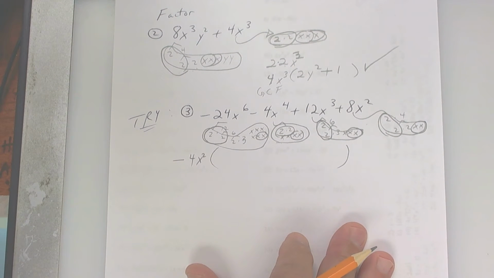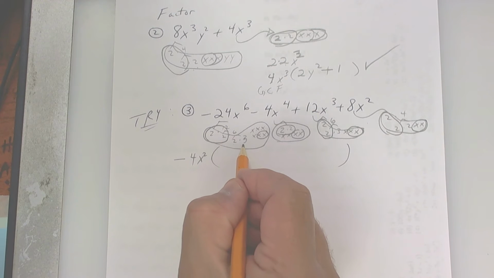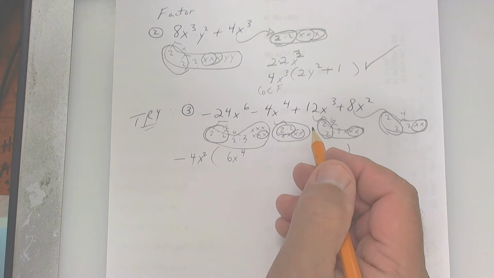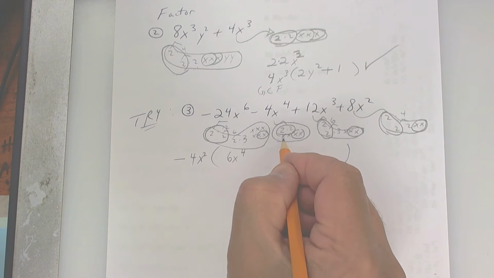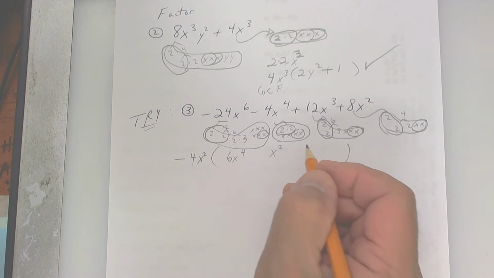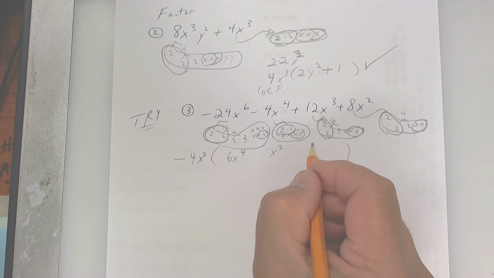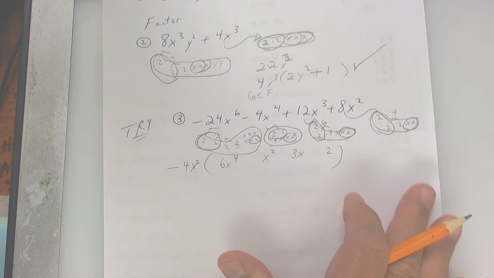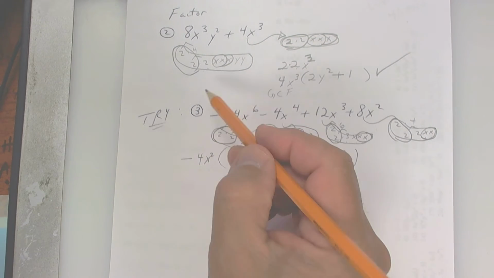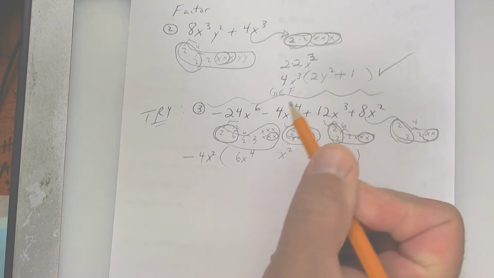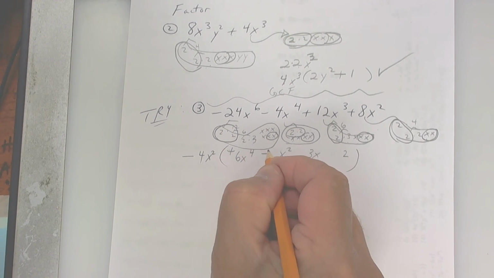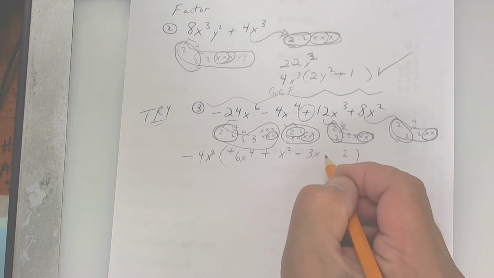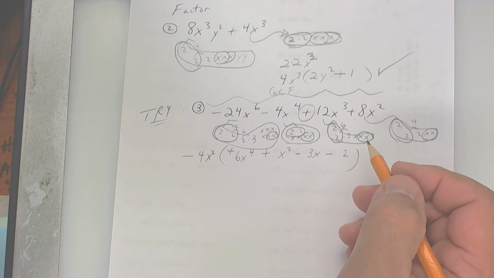So let's see what's left. On this one, it's going to be 6x to the fourth. Okay. This one right here is going to be x squared. This one right here is going to be 3x. And then the last one is going to be 2. Now, we took out a negative, so all of these signs change. This becomes a positive. This becomes a positive. This becomes a negative, and this becomes a negative. And that should be your answer.